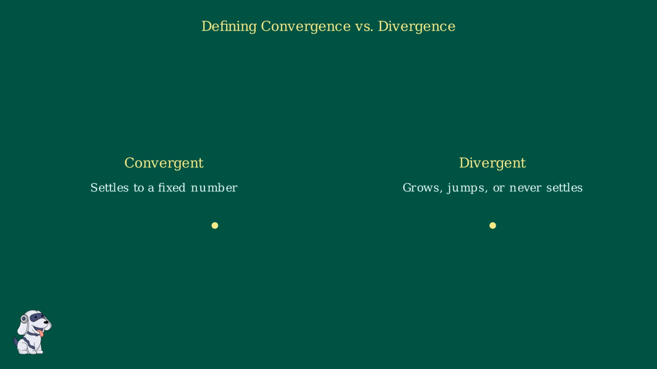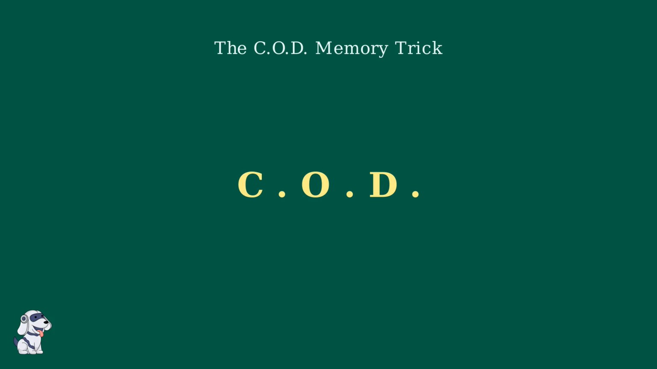Convergent sequences approach a finite limit. Divergent sequences move away or oscillate indefinitely. Remember, convergence is all about finding stability. To classify sequences instantly, we use the COD memory trick.